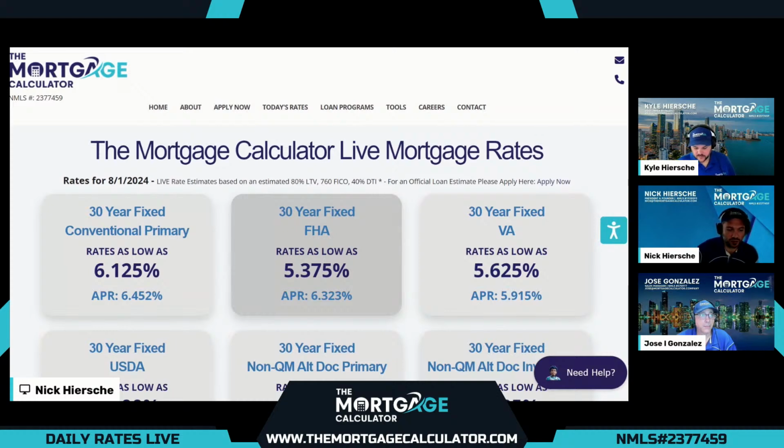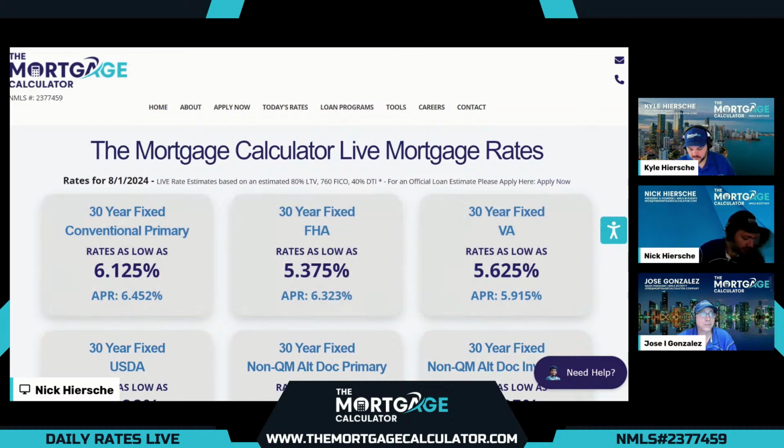And moving on to our VA, which is only for our eligible active service members and vets. If you are eligible, these are amazing options. Rates as low as 5.625 today. Final APR, 5.915, finally under 6, which is amazing. And notice if our customer qualifies for a VA option, they definitely want to take it, as when we compare it side by side here, it has a better APR than FHA and conventional.